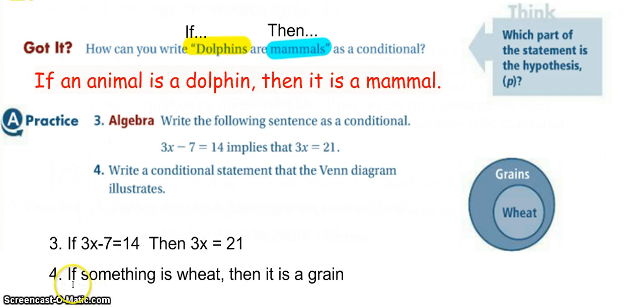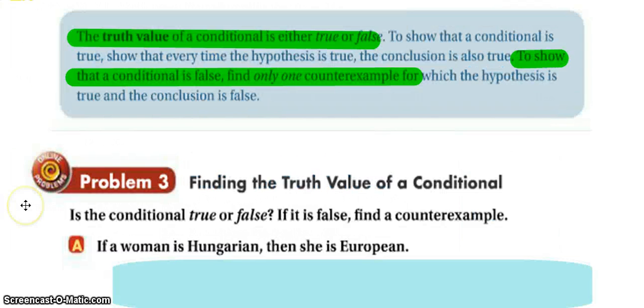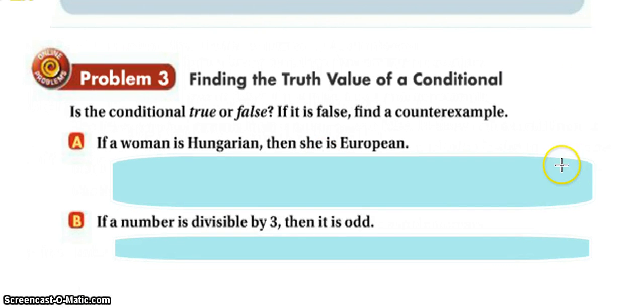All right, so what we see here is if something is a wheat, then it is a grain, because our hypothesis is always the smaller circle and our conclusion is always the bigger circle of the Venn diagram. So the truth value of a conditional statement is that it will either be true or false, and to prove that something is false, you only need one counterexample. So that's the biggest thing that people don't understand, is if I can prove you wrong once, then that means that you are not right, and therefore it is not a true statement.